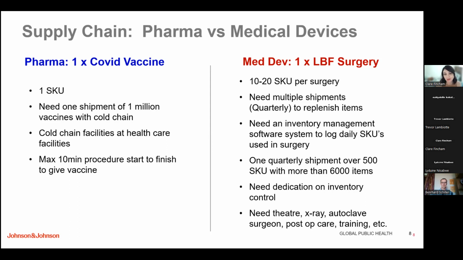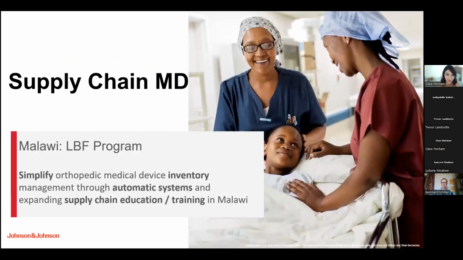And then on the side, you will need a ready theater or an operating room. You will need x-rays. You'll need serialization equipment, surgeons, post-operative care, and so forth. So it makes sense that there are a lot of companies that do not want to invest in a medical device supply chain, because it's more complicated. But if you do have the right equipment and the right programs, it's so much easier. So I'm going to take you through our long bone fracture program in Malawi.